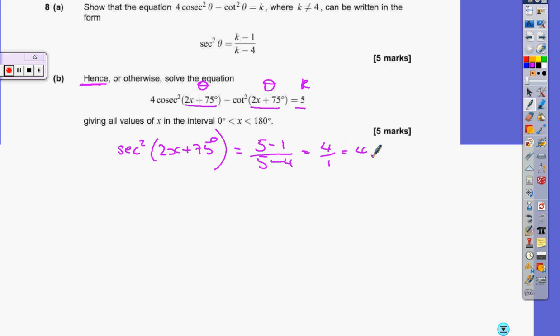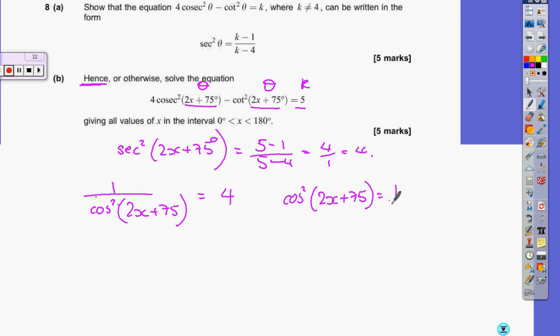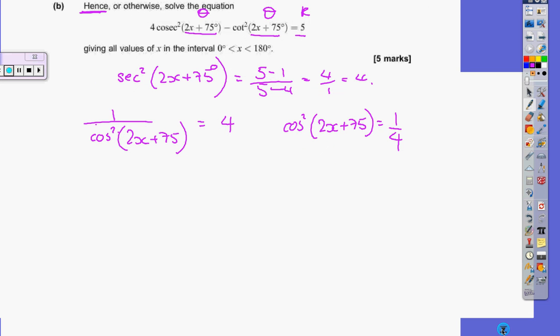Awesome. So, at this point, sec squared is 1 over cos squared, so 2x plus 75 equals 4. So surely that means cos squared of 2x plus 75 equals a quarter. And that was all good. Where everyone went wrong was when you try and find cos of 2x plus 75. You will forget this bit. So equals plus or minus a half.